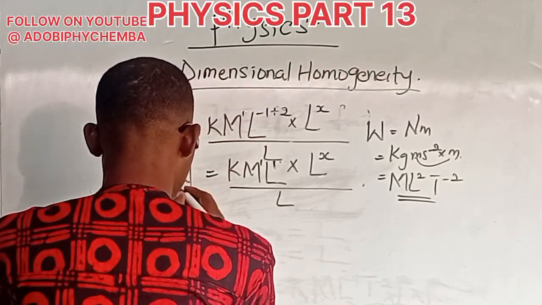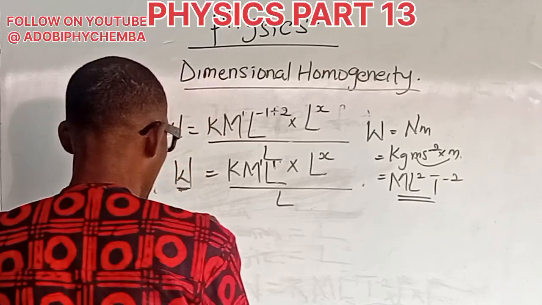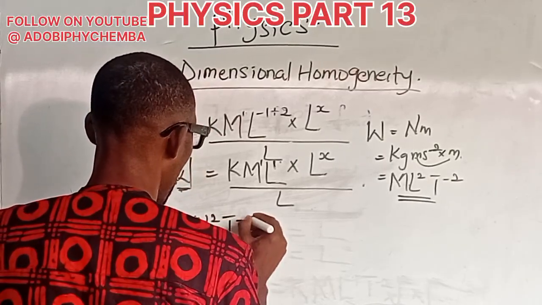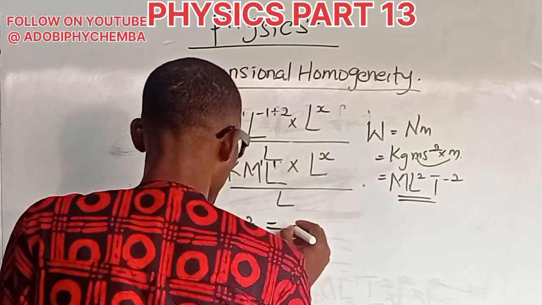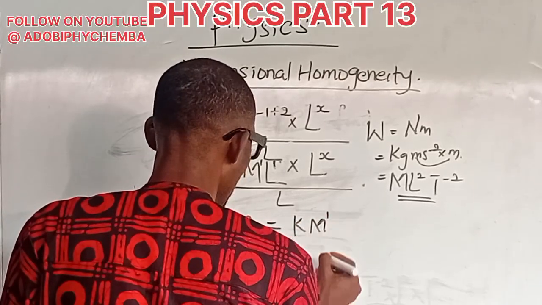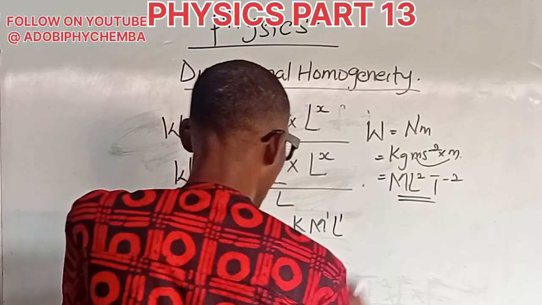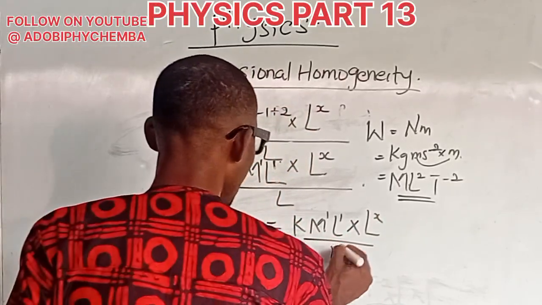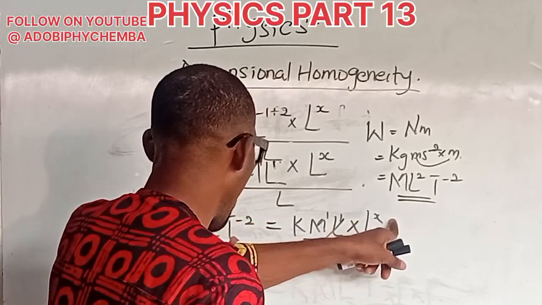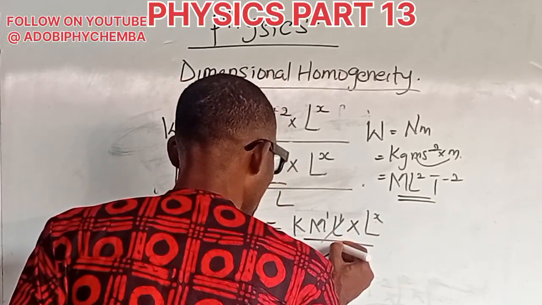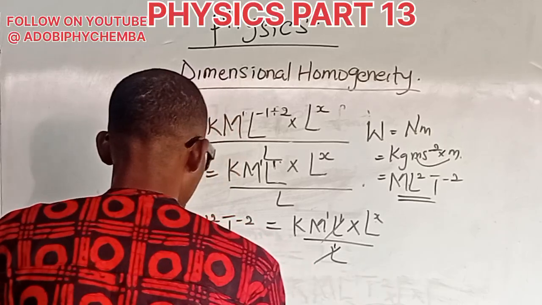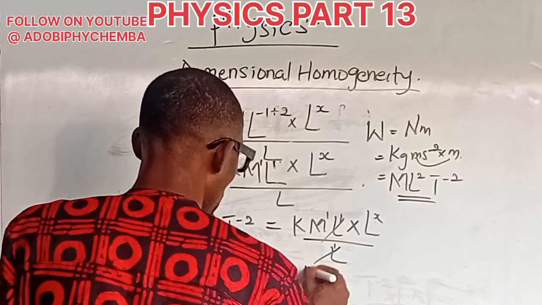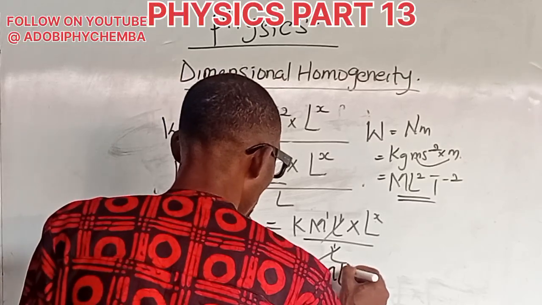Anywhere I see this W, I replace it with this. It will become M L raised to power 2 and T raised to power minus 2, which will be equals to K, M raised to power 1, L raised to power 1, the L we calculated, times L raised to power X all over L. Now, this L can cancel this L, but not the L raised to power X, because it has a variable. So what do we have now? We now have M L raised to power 2 T raised to power minus 2 equals K M L raised to power X.